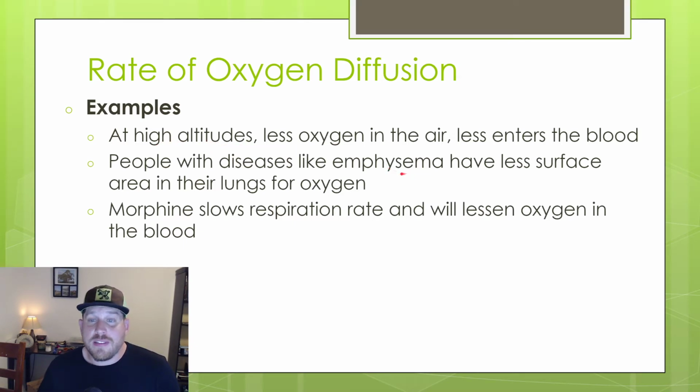People who have diseases or respiratory issues are obviously not going to be able to move air as efficiently. I'll talk about emphysema a little bit later. And another just example here, if you take a drug like morphine or really any opiate, heroin, same thing, that slows down your rate of respiration. And it's not something that you are really aware of.